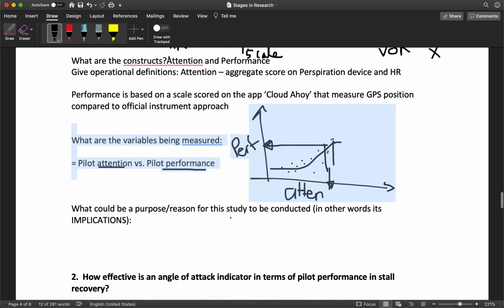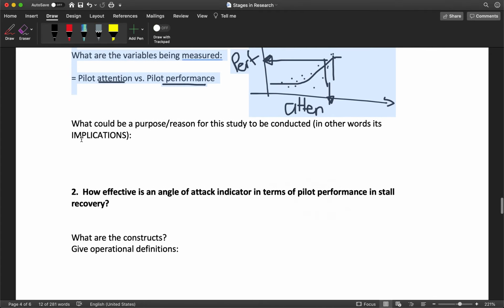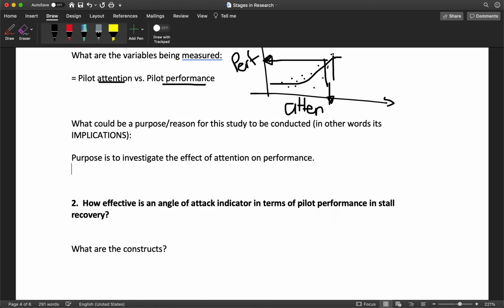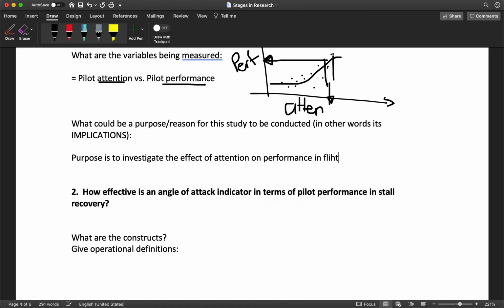What could be the purpose, reason for the study to be conducted? In other words, its implications, right? And so what are the purposes? Really the purpose is to investigate the effect of attention on performance in flight, right? In flight. And what's the implication?